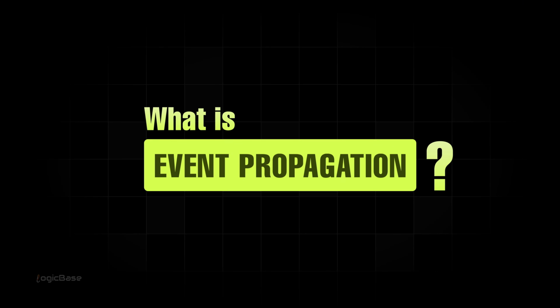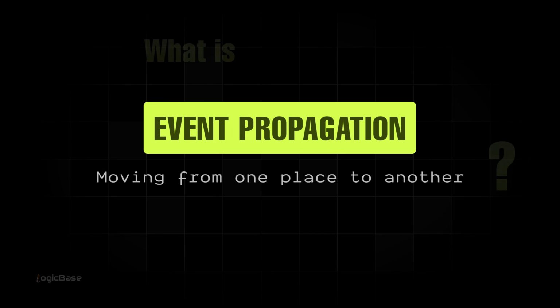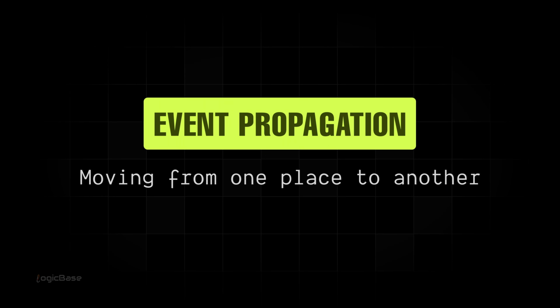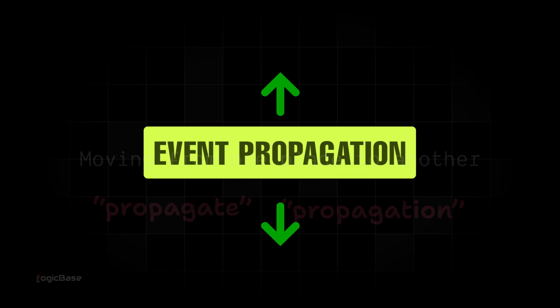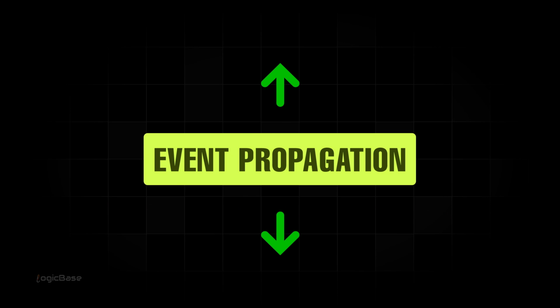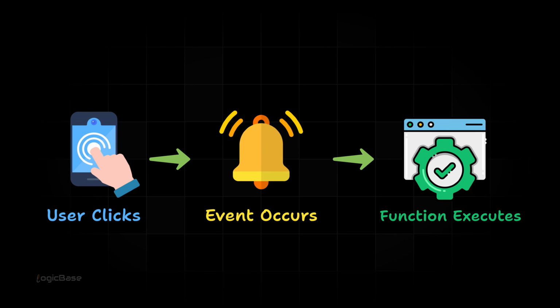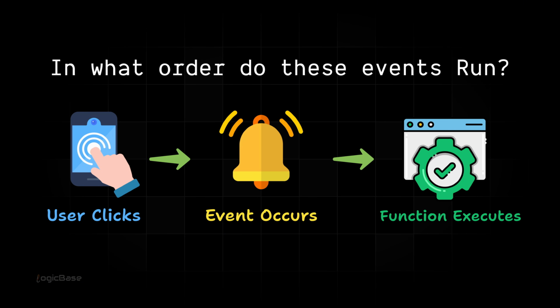Let's begin with a simple example. First, what is event propagation? The word propagation means spreading or moving from one place to another. It comes from the English verb propagate, and propagation is the noun form. Simply put, it's about moving up, down, or spreading along a specific path. We already know how events work in JavaScript, but the question is, in what order do these events run? That whole process is called event propagation.